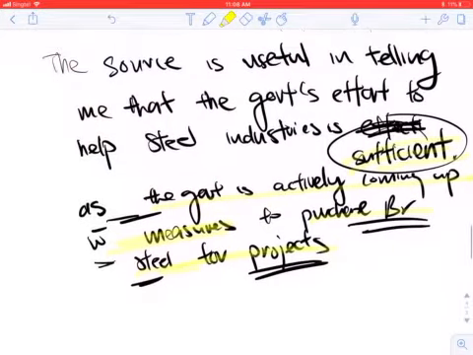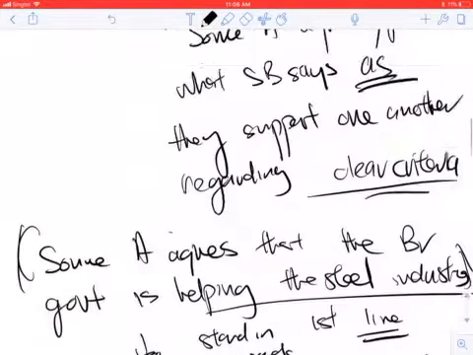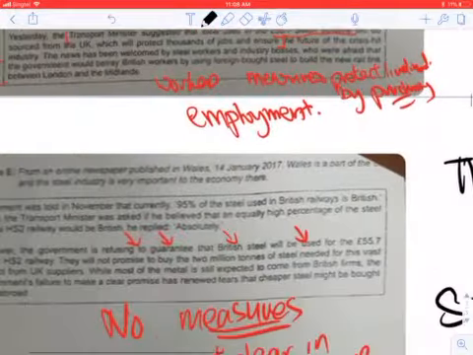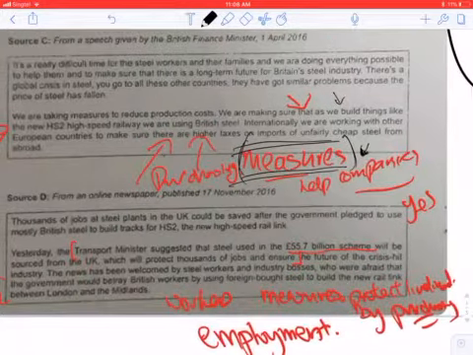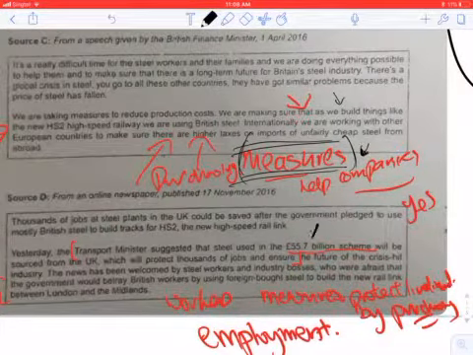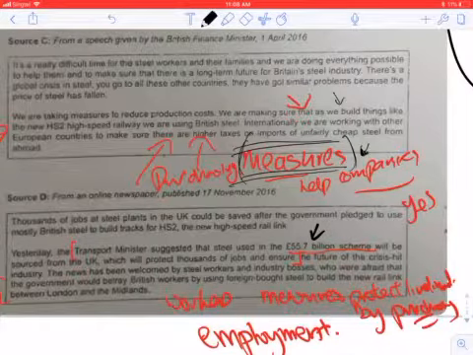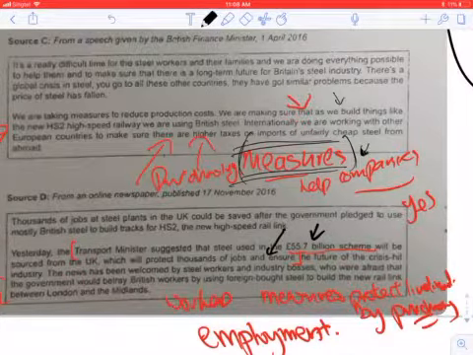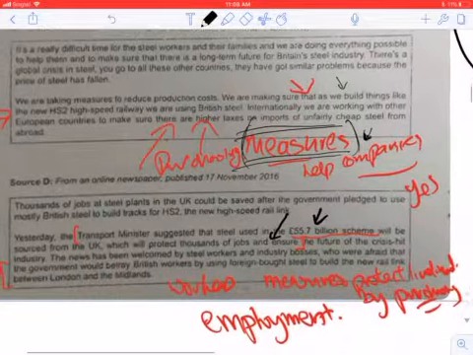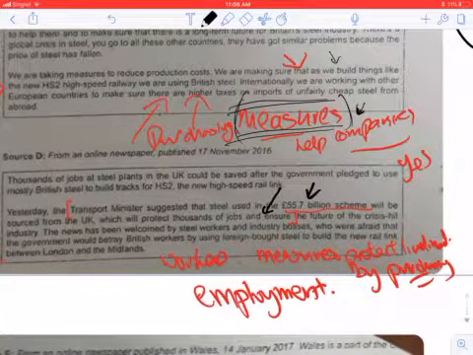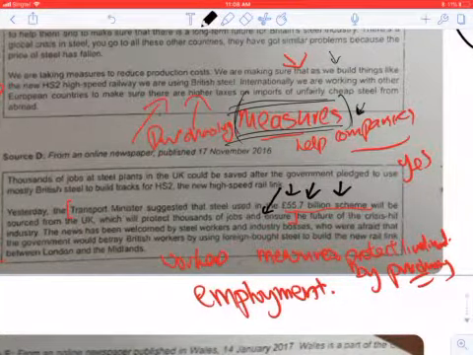So when you cross-reference, you must give this exact same criteria, whether it's agree or disagree. Let's do agree first. Let's look for a source which agrees that the measures are sufficient in terms of purchasing British steel. Obviously it is in source D, right? Source D says the Transport Minister suggested that steel used in the 55.7 billion scheme will be sourced from the UK to protect thousands of jobs and ensure the future of the crisis-hit industry. So this shows that the measures are sufficient because steel is being purchased. The evidence is quite clear.